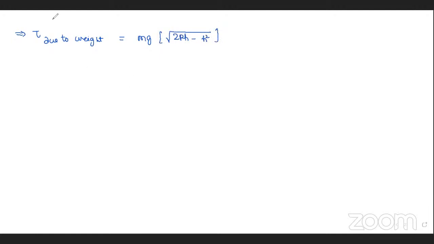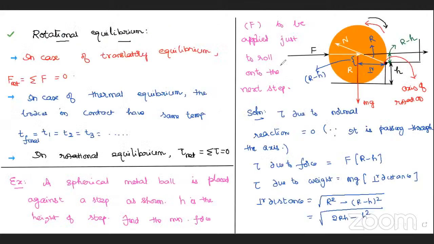Then you can say, sir, he is asking just to roll, so it is in equilibrium. The two torques, one clockwise and the other anti-clockwise, should be equal. It is a concept related to rotational equilibrium. Net torque is 0.